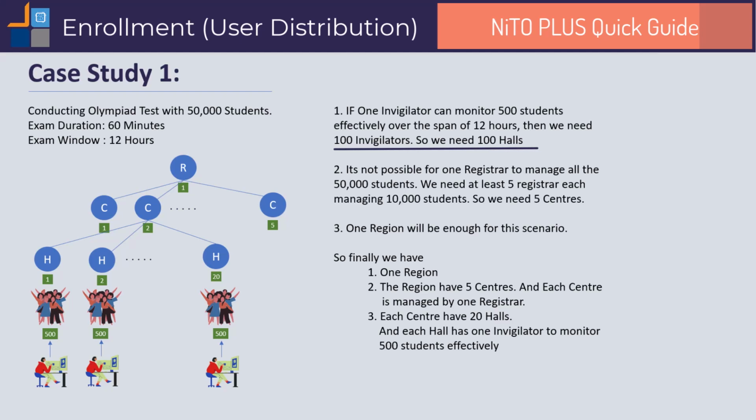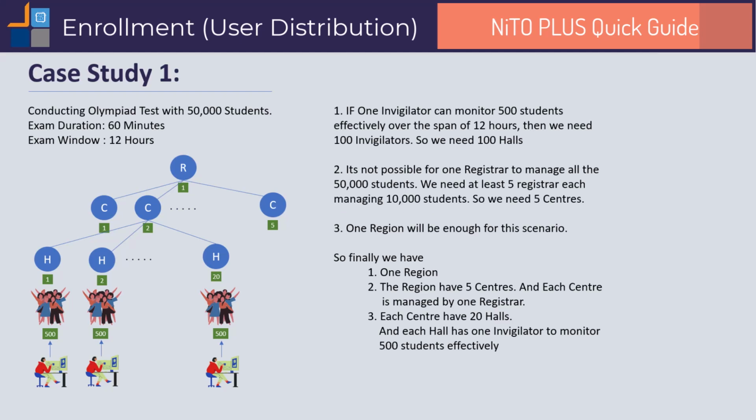Considering the logistical requirements, it would not be feasible for a single registrar to manage all 50,000 students. Therefore, at least 5 registrars would be necessary, with each registrar responsible for managing 10,000 students. As a result, 5 centers would be required to distribute the workload among the registrars effectively. In this particular scenario, a single region would be sufficient to facilitate the test administration.